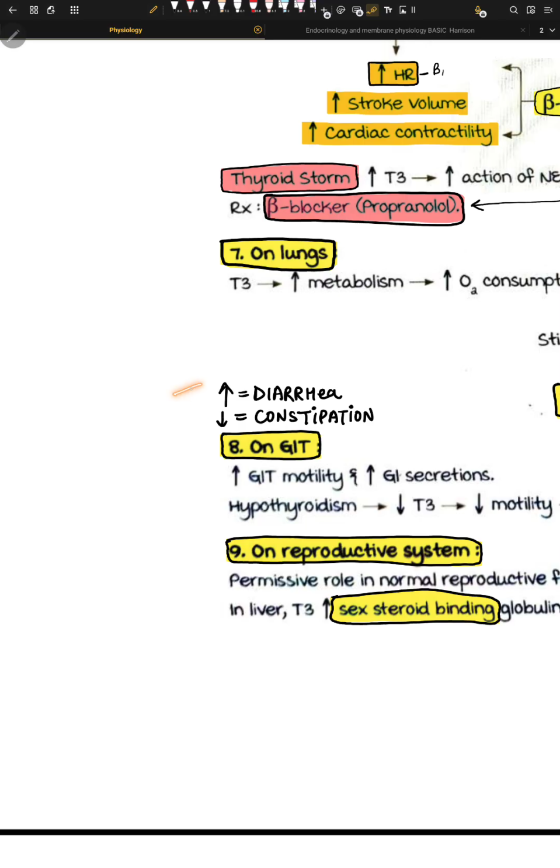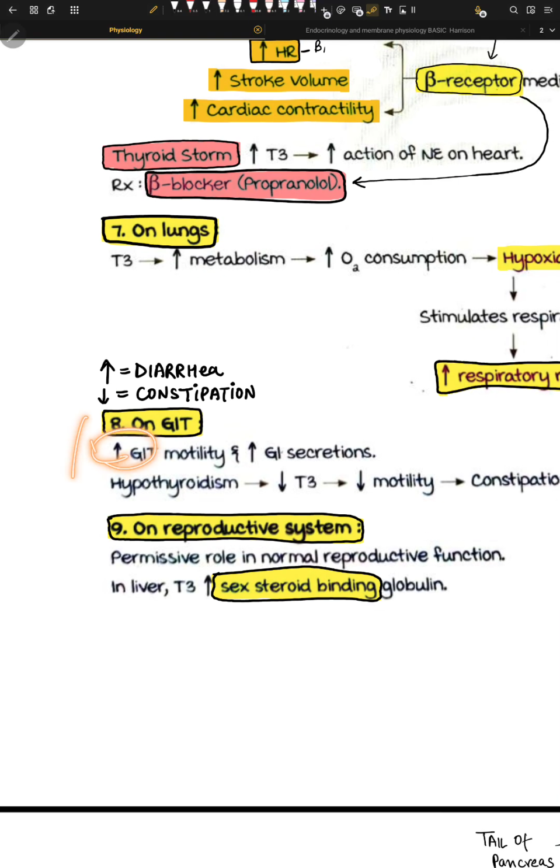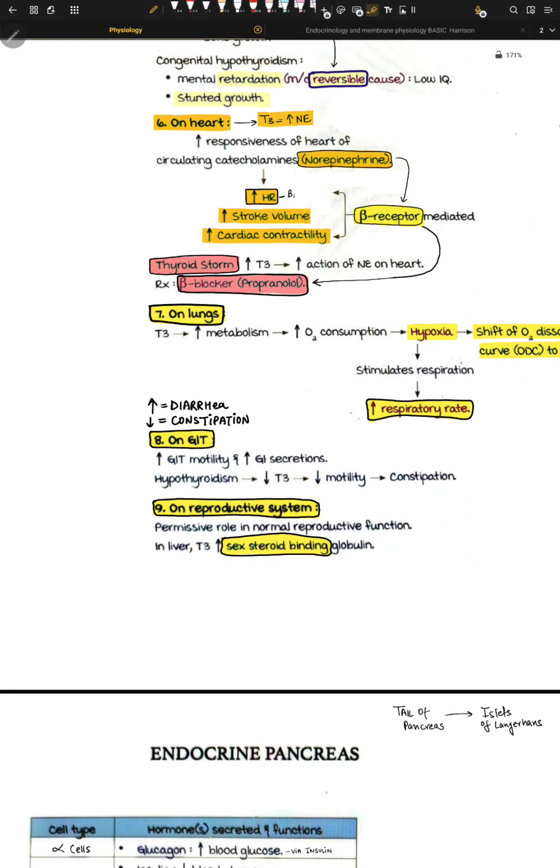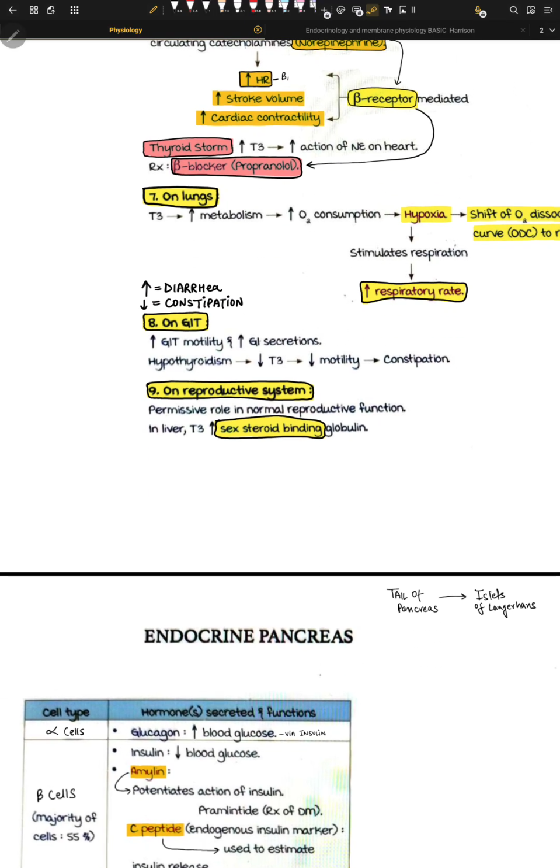So if T3 increases, you will have diarrhea. If T3 goes down, you will have constipation. That's the whole concept. So the GIT increases motility, right? Motility means movement. GI secretion increases, right? In hypothyroidism, low level of T3, low motility, constipation. Okay. When T3 increases, diarrhea happens. When T3 decreases, constipation happens. Okay.